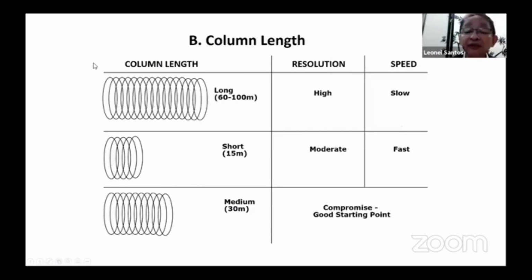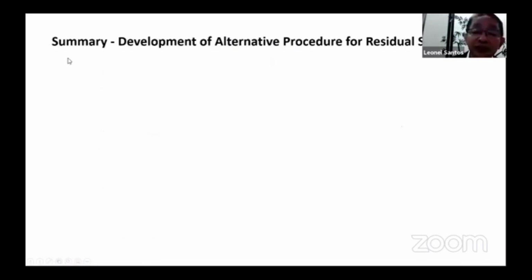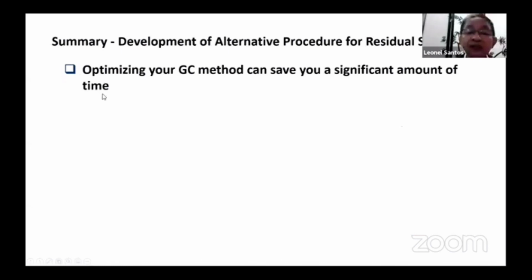In terms of the length of the column, as a starting point, the suggestion is to use a medium length GC column, somewhere around 30 meters. You can use a long GC column providing you with high resolution, but it's going to take a while because it's going to be a long analysis. The opposite would be using a short column that has moderate resolution, but it's faster. So this would be the recommendation in terms of developing an alternative procedure for residual solvents.